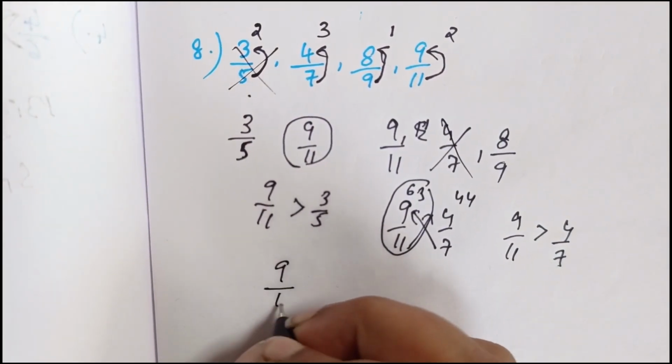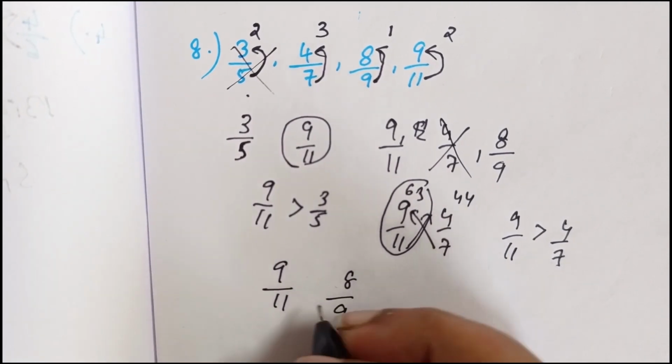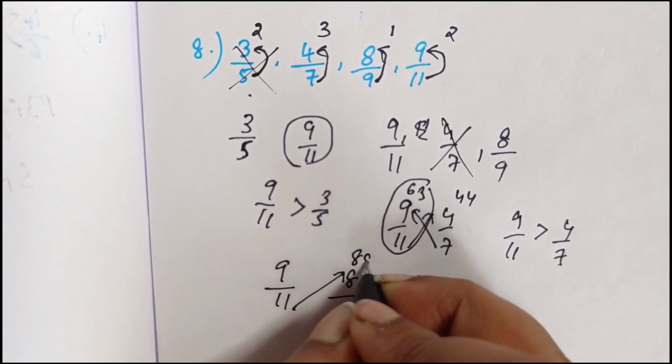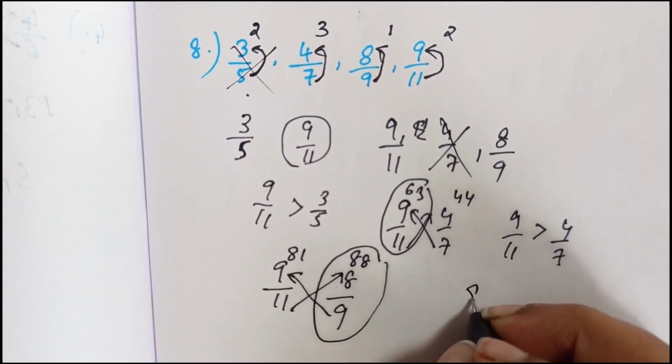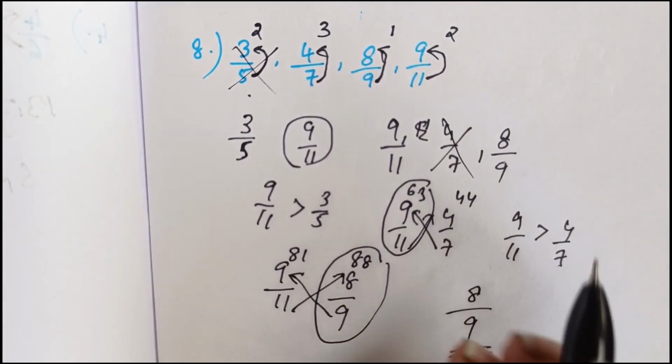Now among 9 by 11 and 8 by 9, which is bigger? 11 into 8 is 88. 9 into 9 is 81. So 8 by 9 is the biggest fraction among this group.